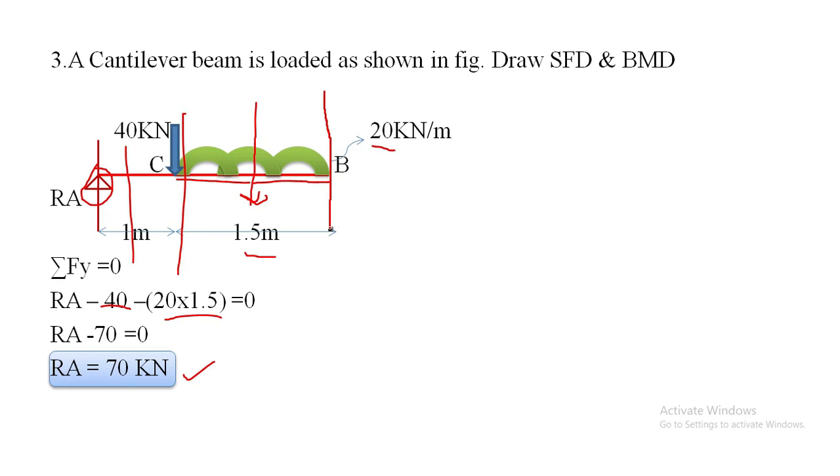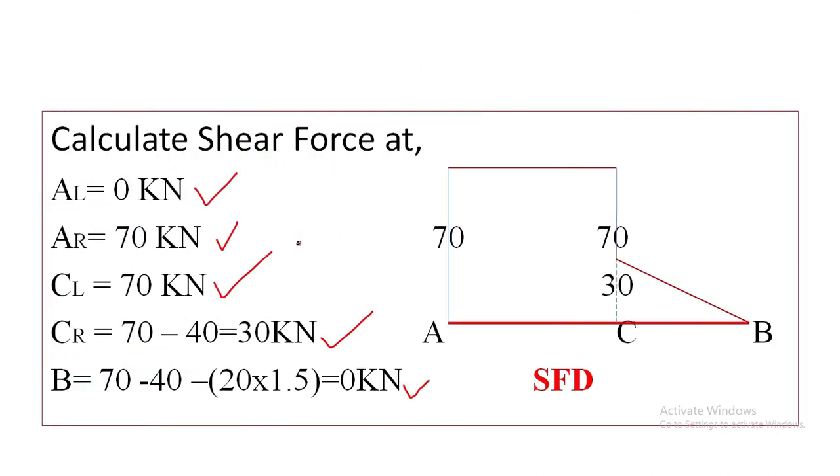At B, left or right is not necessary, because at B there is no vertical load present. Now look left of that section line. This is the section line. Now look at the left of that section line. There is the RA force, the point load, and the UDL. So RA is going in upward direction, so plus 70, 40 is going in downward direction, so minus 40, and the UDL is also going in downward direction, so minus 20 into 1.5. So it is also 0 kilonewton.